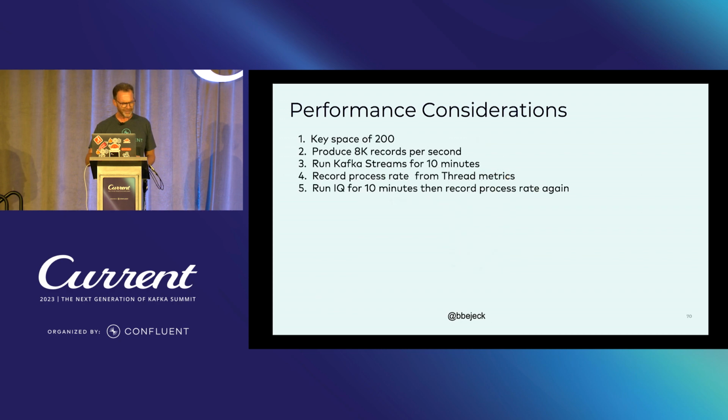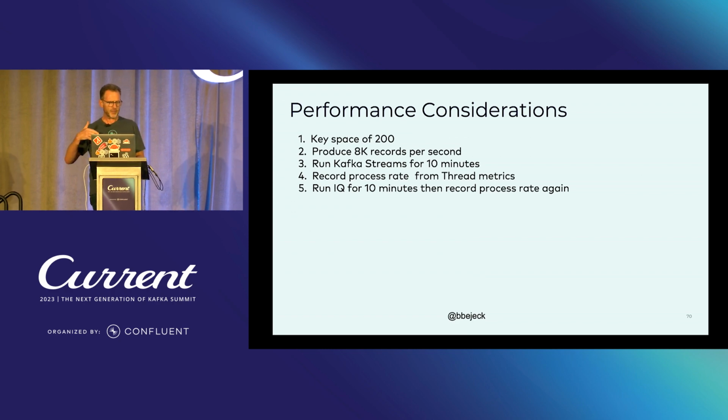So on my laptop, I just ran a simple benchmark. I have a key space of 200, and I produced 8,000 records per second. And then I just started up the Kafka Streams app and let it run for 10 minutes. And then the metrics that are available in Kafka Streams, the thread metrics, there is a process rate metric. And that'll show you how many records are processed per second for the tasks on that thread. So I ran that for 10 minutes, captured the process rate.